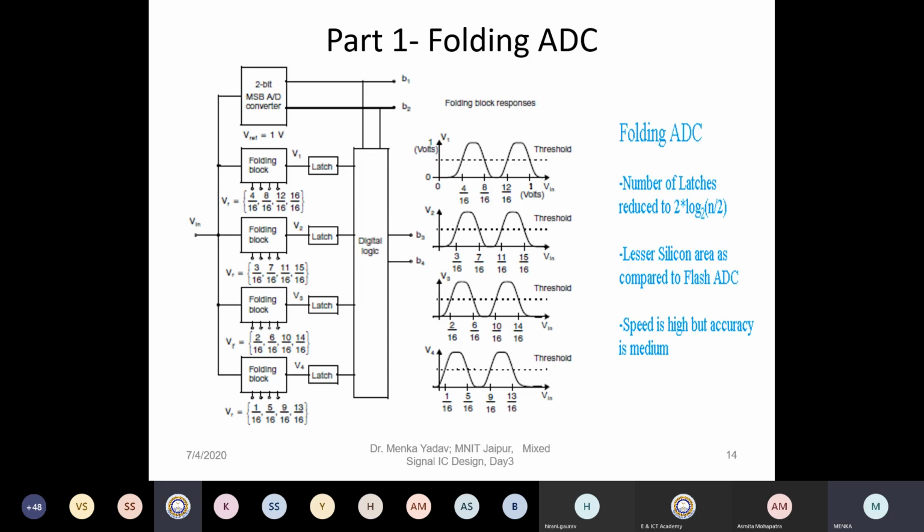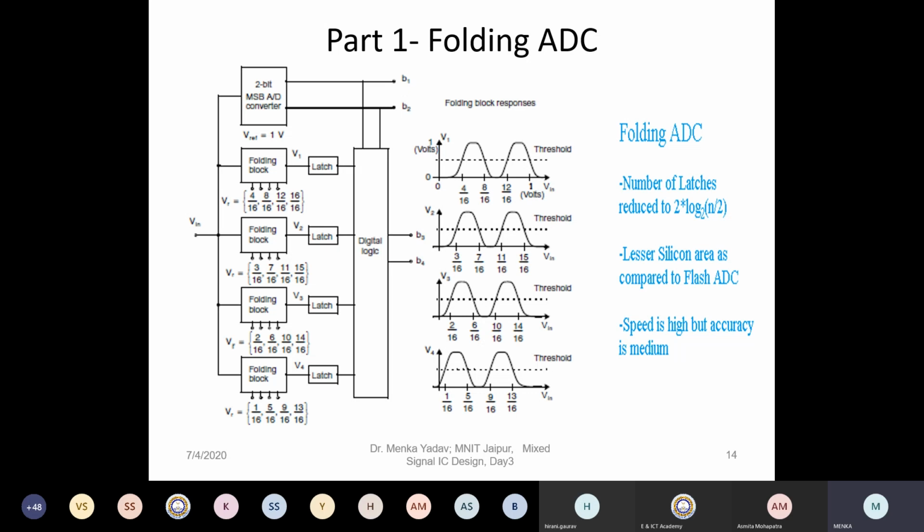Slide number 14, folding type. So folding type ADC. We are on slide number 14. Folding type ADC is another example of a two-step ADC. The advantage of this is, in the previous case we had 2 raised to power n number of latches, but here the number of latches will be reduced, and the silicon area is lesser as compared to flash ADC, and the speed is high but accuracy is medium.